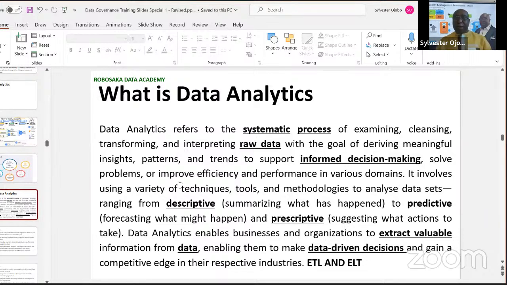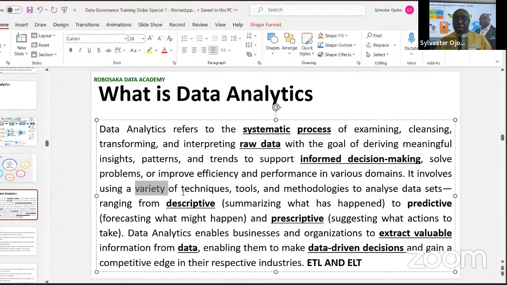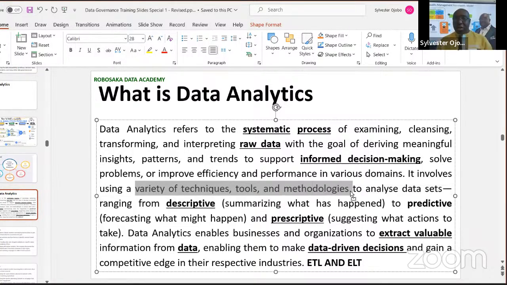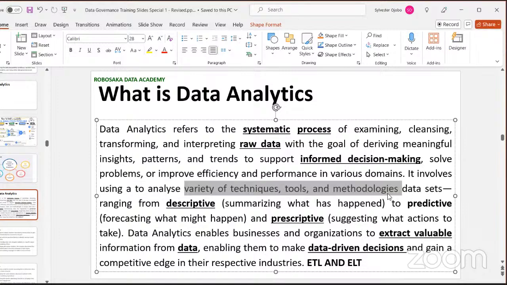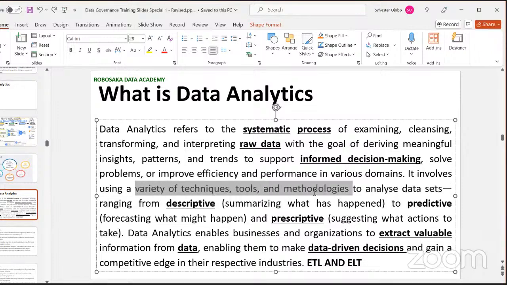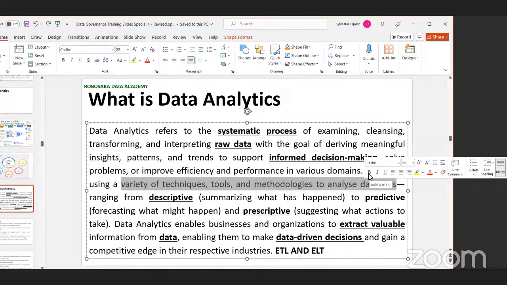This involves using what? A variety of techniques, tools, and methodologies to analyze data sets ranging from descriptive to predictive. What do you use it for? To analyze data sets, ranging from descriptive to predictive.